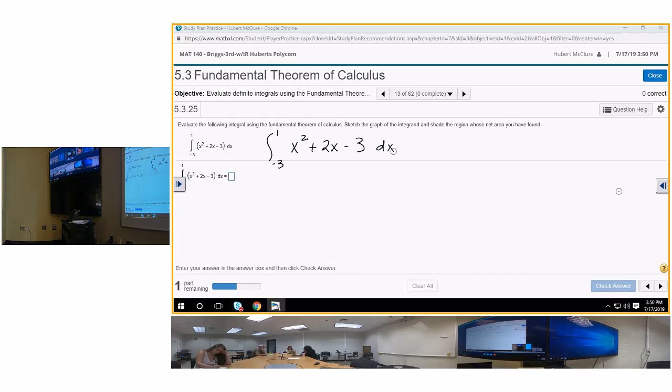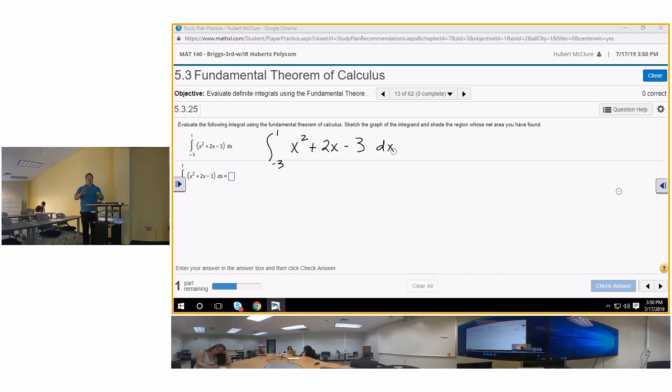And then I'm not going to break it up. You can break it up. It'll be the antiderivative of x squared plus 2 times the antiderivative of x minus 3 times the antiderivative of 1, which is x to the 0. If you want to do it that way, that's fine. I'm going to just go to the next step.